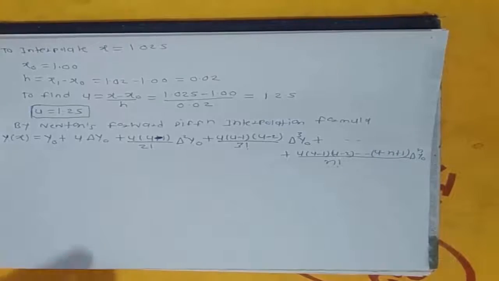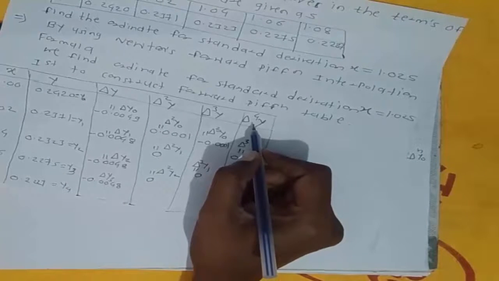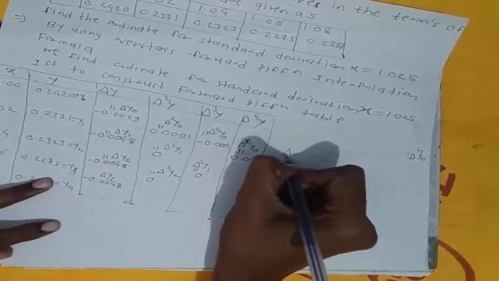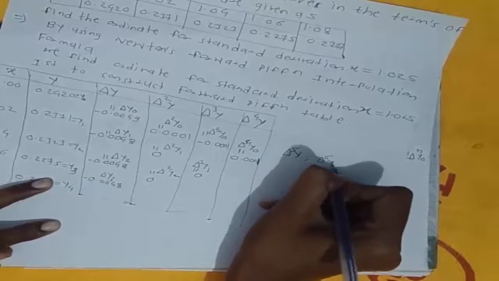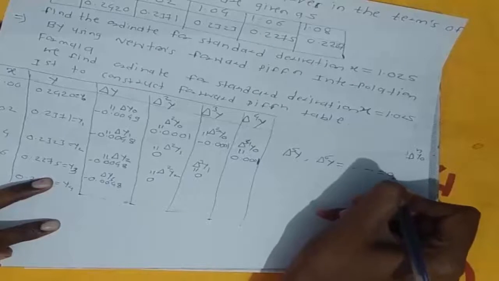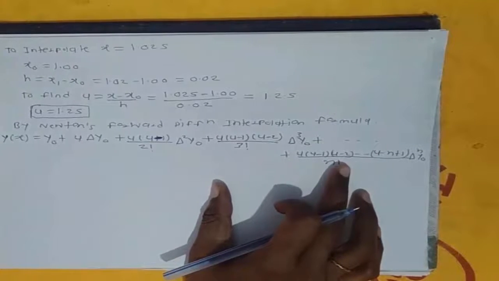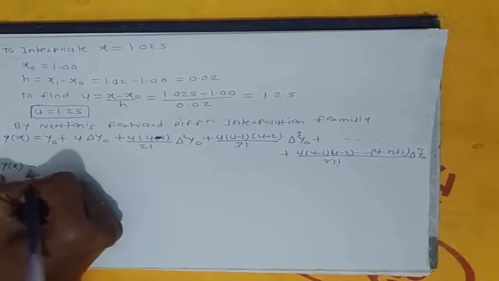But see here, from this forward difference table we have forward differences only up to the 4th order. So we consider all other forward differences, that is delta raised to 5 y, delta raised to 6 y and so on, equal to 0. So we consider this formula up to the 4th order forward differences.